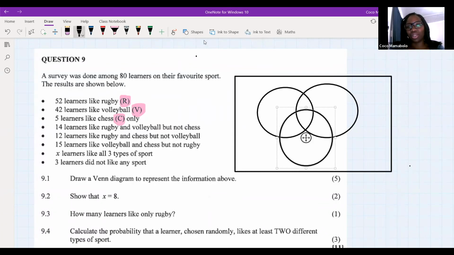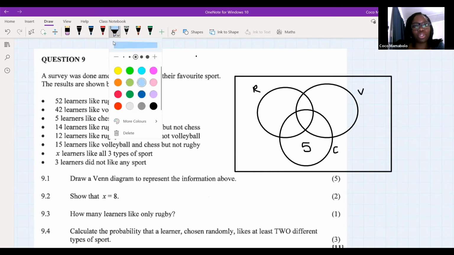All right. Okay, so we'll have 3 events, and we'll just call the first one rugby, and then volleyball and chess. All right, now let's put some information into this. Okay, 52 learners like rugby, 42 learners like volleyball, and 5 learners like chess only. Now that only over there is very important. That tells us that we can already put 5 in this block here for chess, because it's chess only.